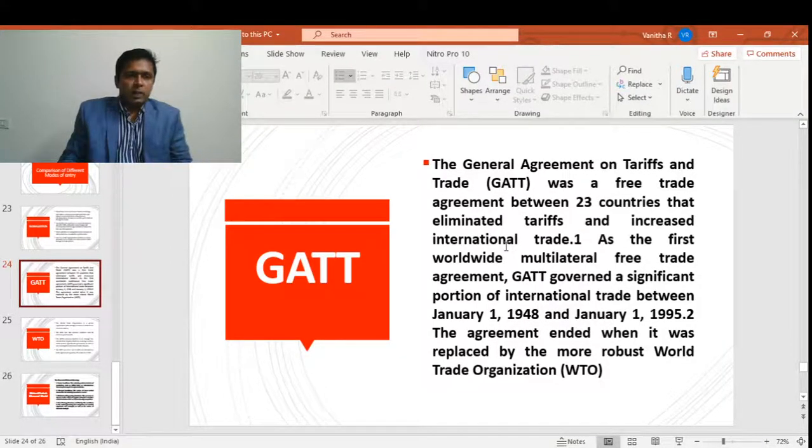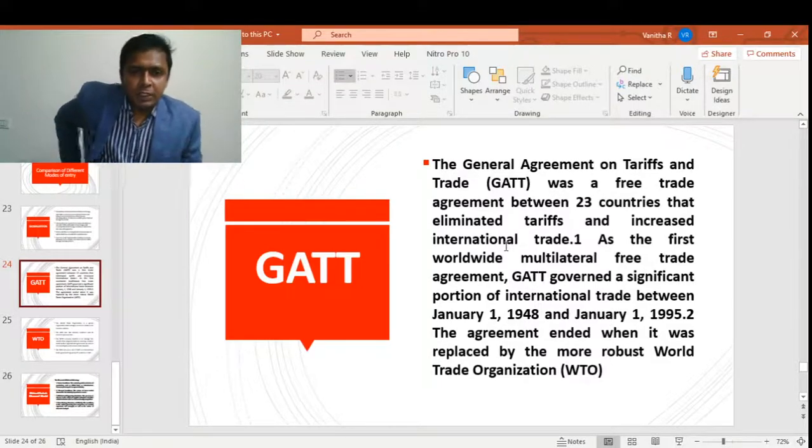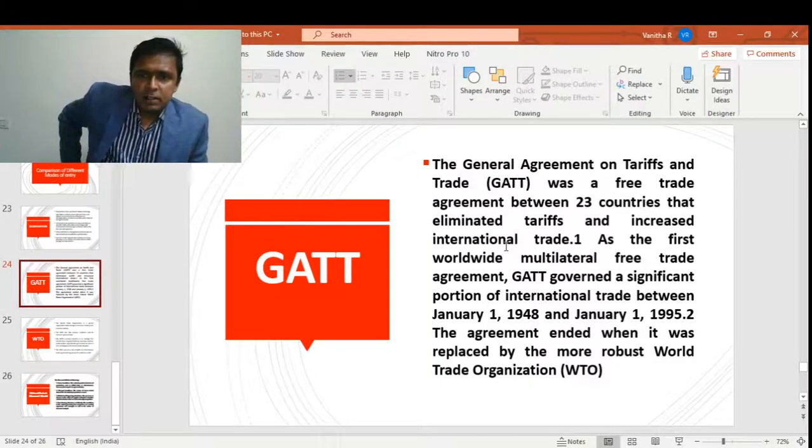After completing globalization, now let's move on to GATT. It is again related to globalization. I can say it is what made globalization come into form. GATT is the General Agreement on Tariffs and Trade. It happened between 23 countries in the initial stage, when India got its independence. Before, it used to be under British rule.